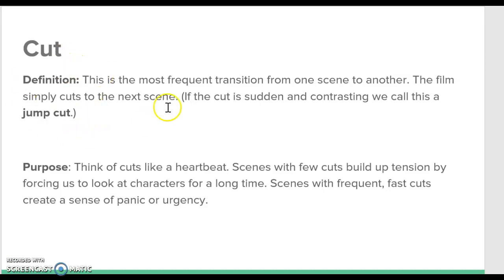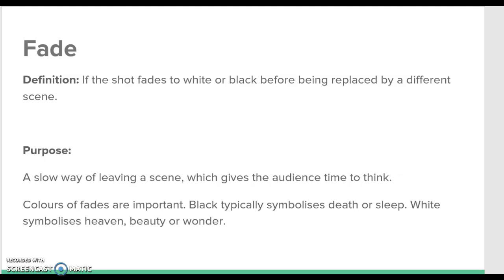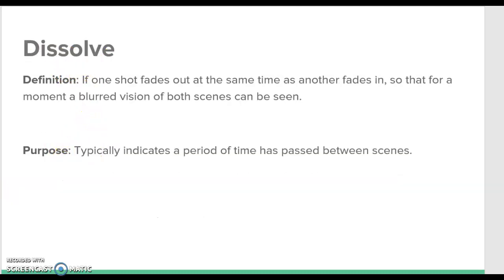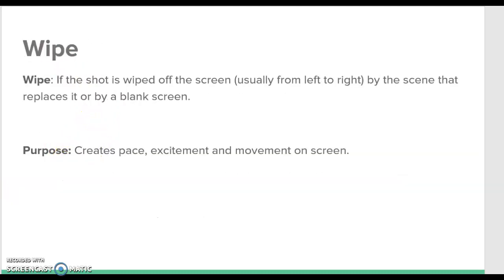And the cut is the most frequent transition. Film jumps to the next scene. Okay, I want you to read all those. There are different kinds of transitions between scenes as well. There's these things called fades. There's dissolves. There's wipes. So these are all different ways of going from one shot to the next. I will refer to some of these as we look in more detail at Truman Show scenes.